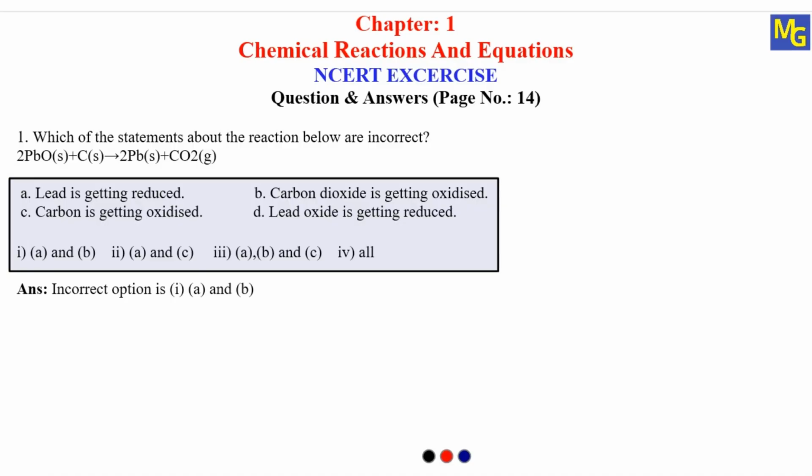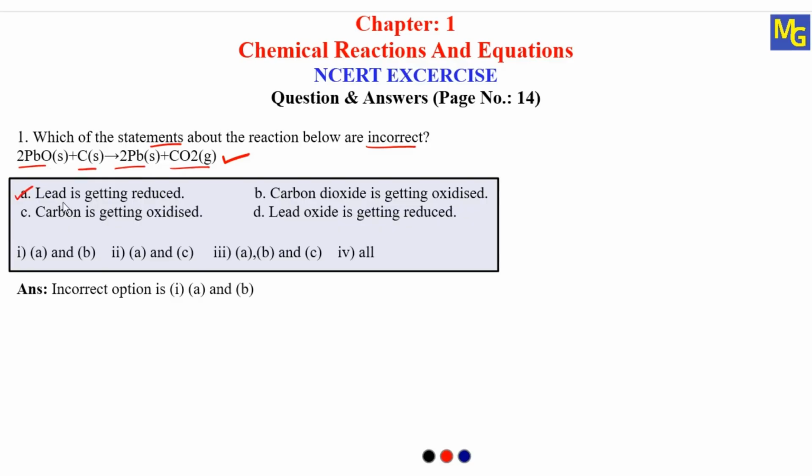Now I'm going to start with question number 1 from the NCERT exercise, chapter number 1, chemical reactions and equations, page number 14. Question number 1 is: which of the statements about the reaction below are incorrect? This is the reaction given, and according to it we have 4 statements. So see the reaction first: 2PbO plus C gives 2Pb plus CO2.